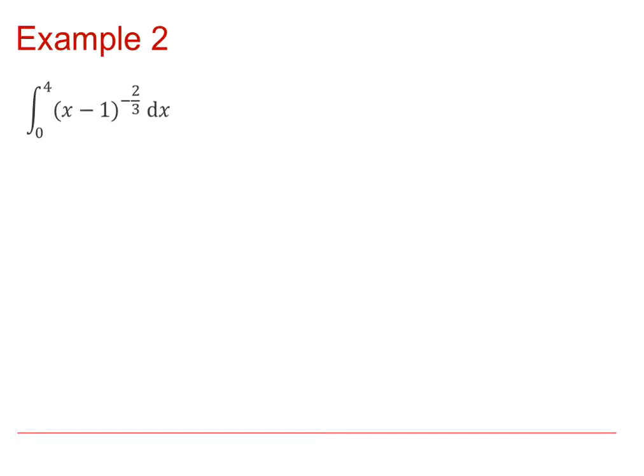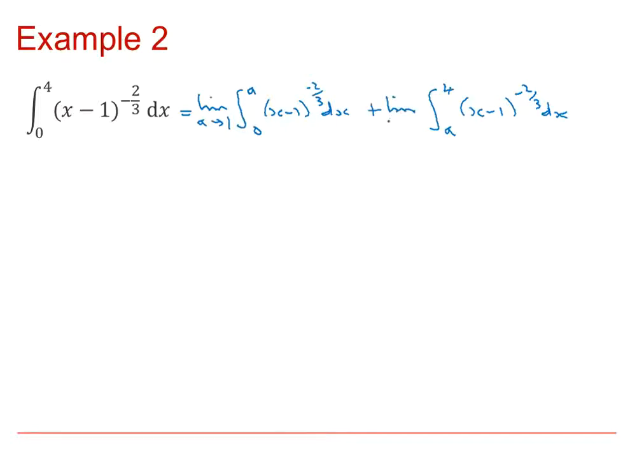So in order to deal with this integral, we're going to let the problematic value become a. So this will become the integral from 0 to a of (x minus 1) to the minus 2/3 dx, and we're going to see what happens to that integral as the limit as a gets closer and closer to 1. And then we're also going to look at the integral from a to 4 of (x minus 1) to the minus 2/3 dx, and see what happens to that integral as the limit as a gets closer and closer to 1.